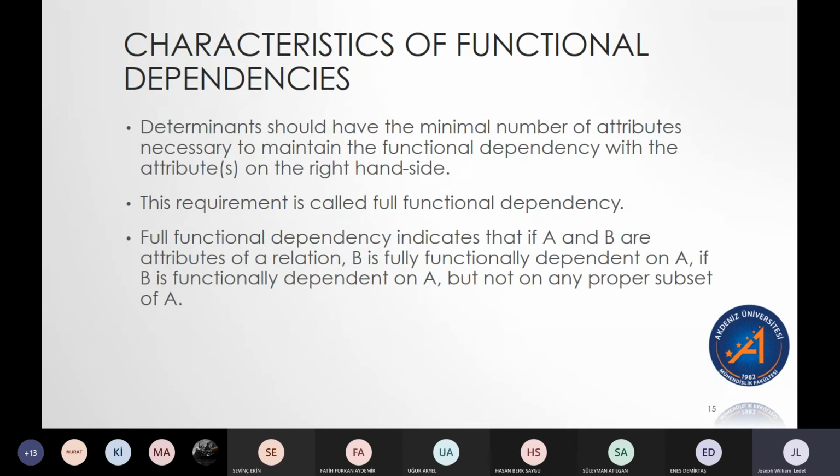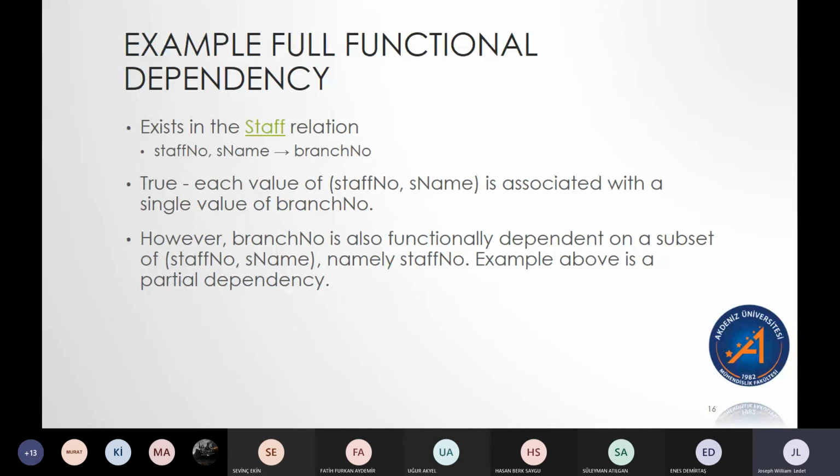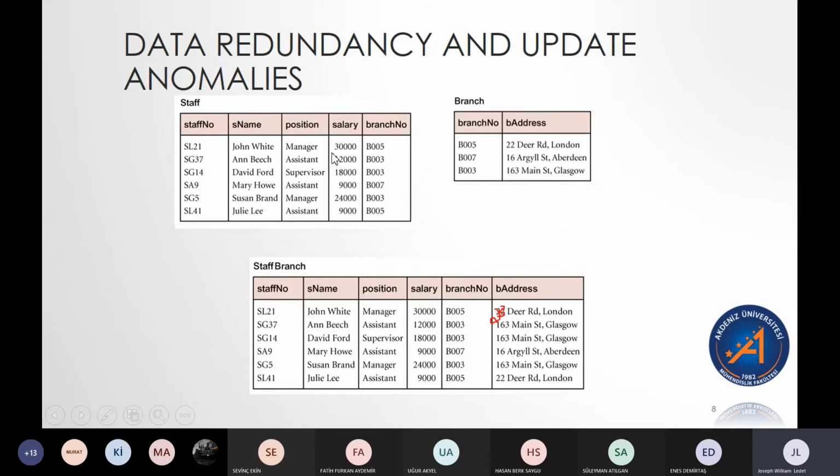But let's talk about an example from the staff relation. So we could say this is true, right? The combination of staff number and staff name determines the branch number. Well, let's take a look. Is that right? From the staff relation, the staff number, staff name determines branch number. Yeah, that's true. Whenever we have a combination of SL21 and John White, we get B005. All right, SG37 and Beach gets B003.